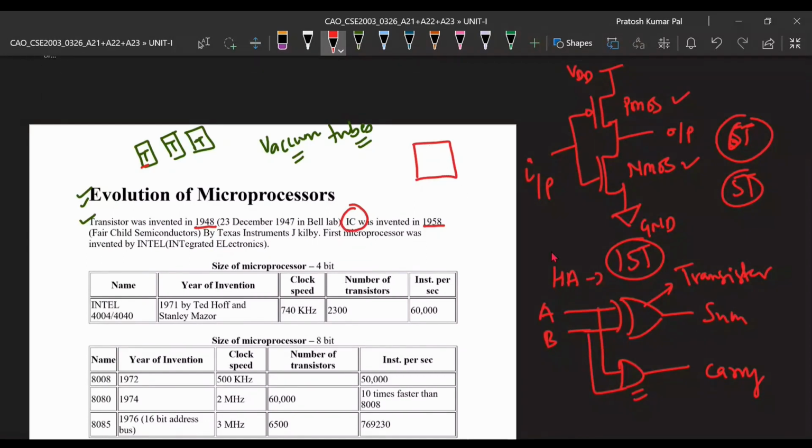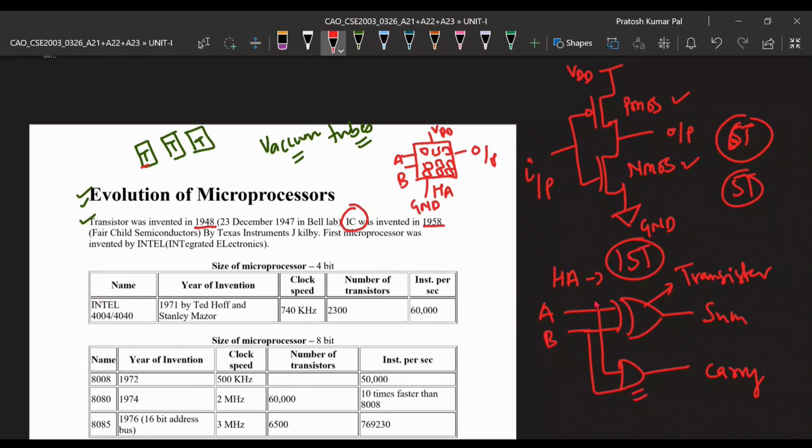Inside this, different transistors are embedded. These embedded transistors are fabricated so that they are connected to each other, and they are able to take the input, and we can get the output. So here it will be A, B. If it is a half adder IC, it will have A and B, and we will be getting the output. One VDD will be there, and one ground will be there.